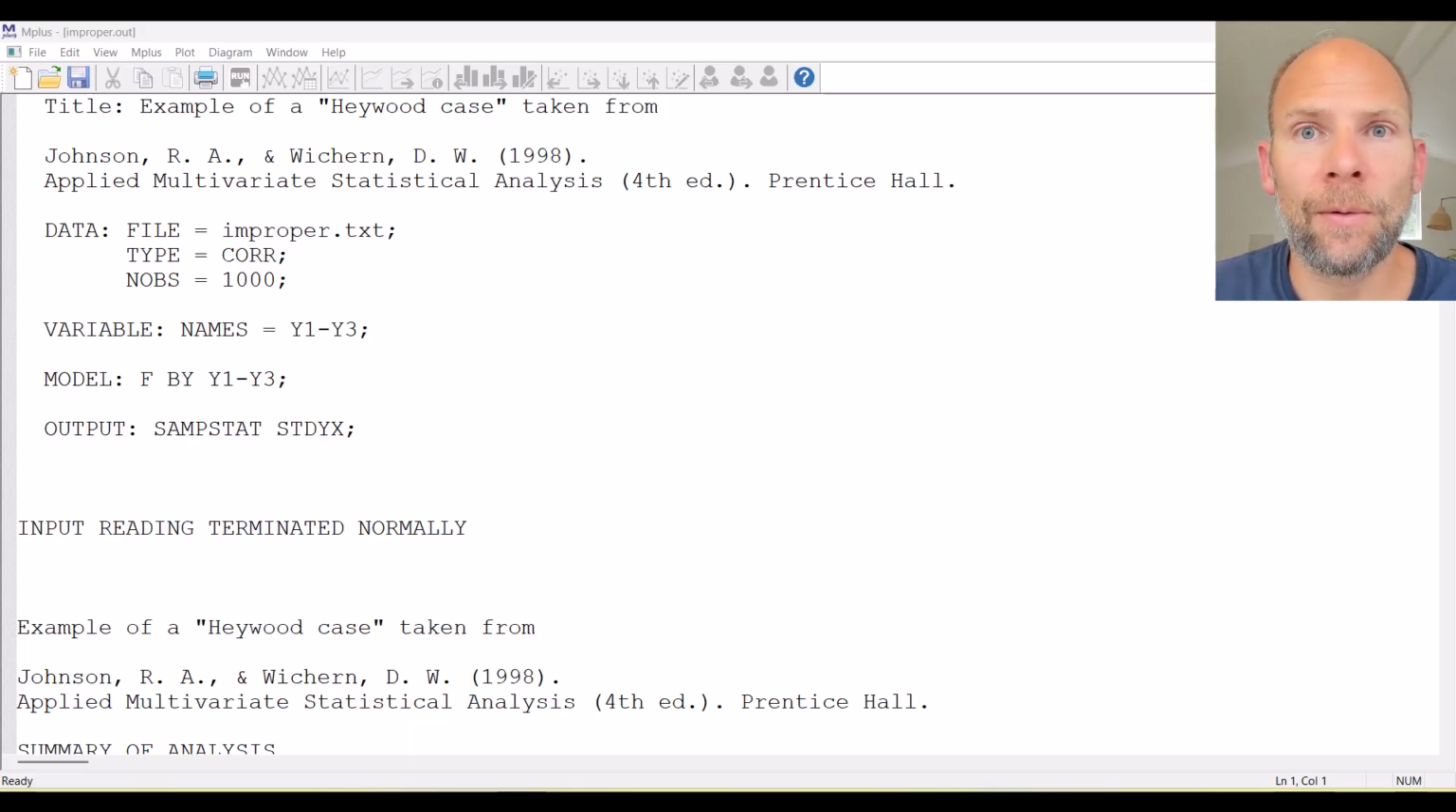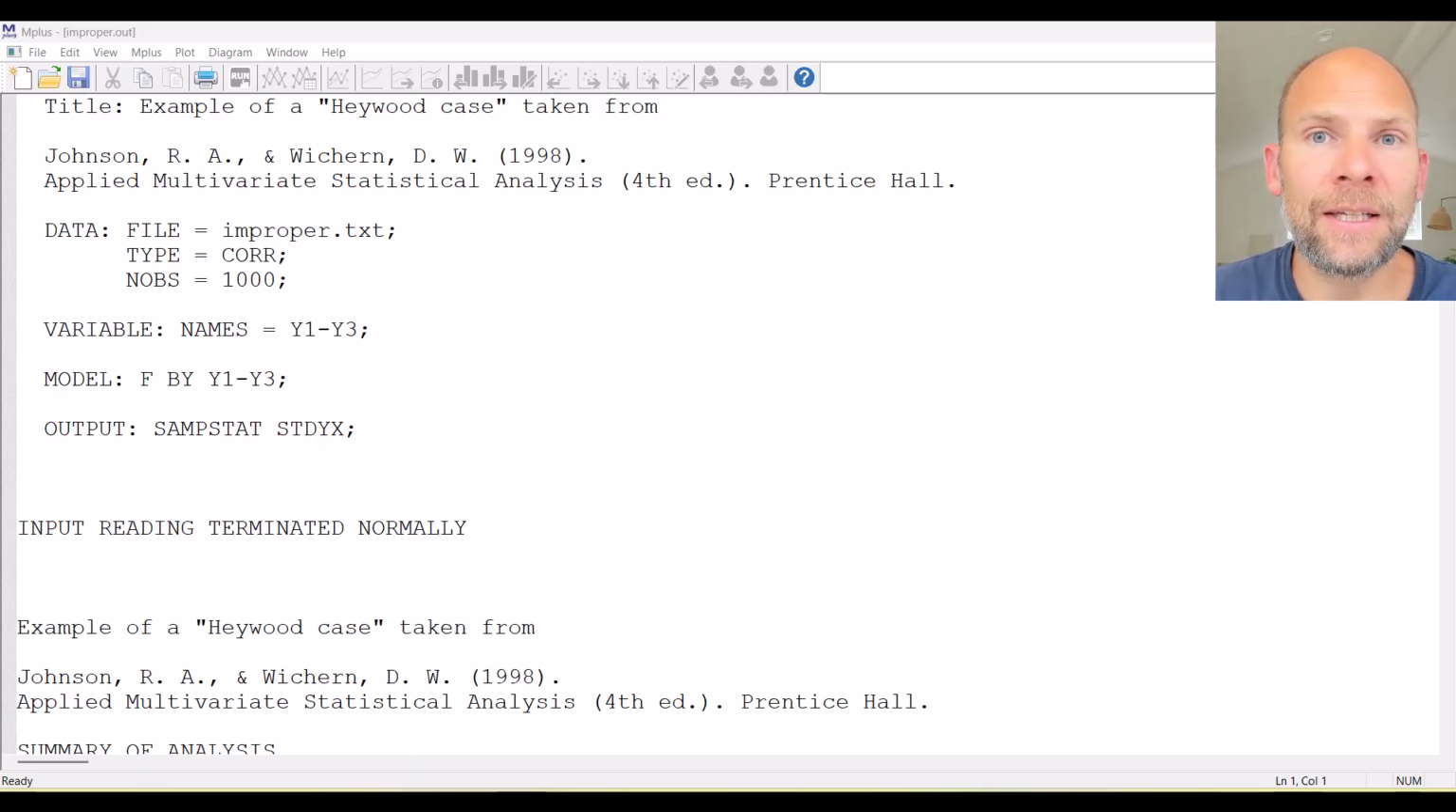In this video, I want to talk about improper solutions, specifically negative variance estimates in confirmatory factor analysis, and I will show you how you can identify those in your CFA output, and then also I will talk about how those can potentially be fixed. So let's get started and let's take a look at this example in Mplus, which is a program for confirmatory factor analysis and structural equation modeling.